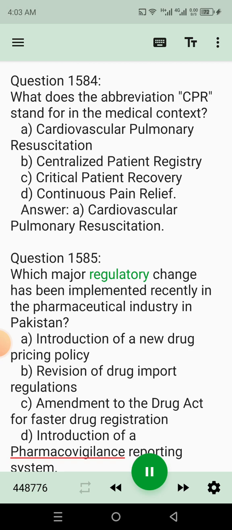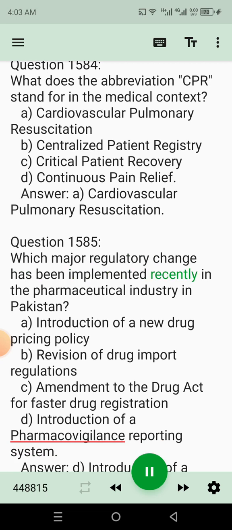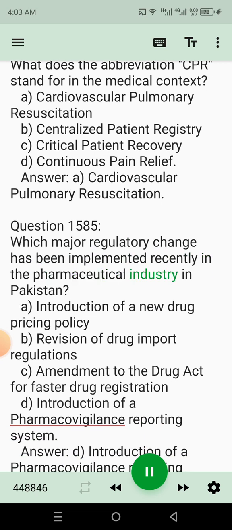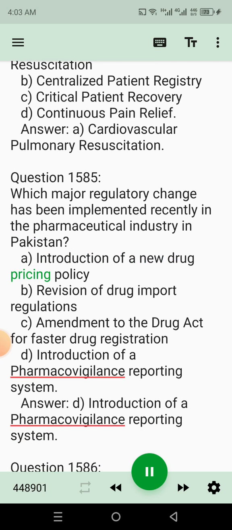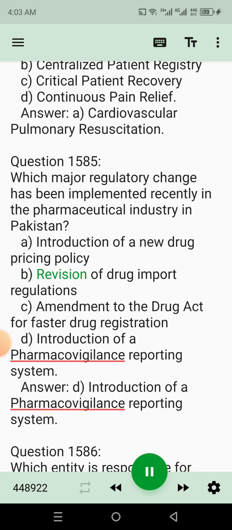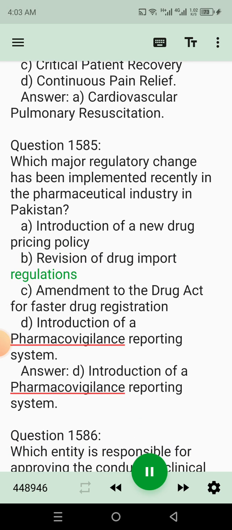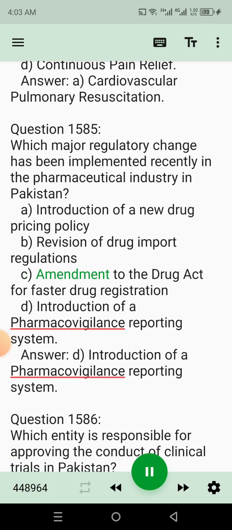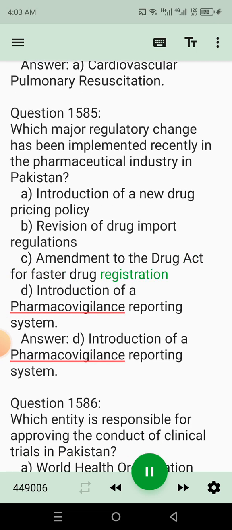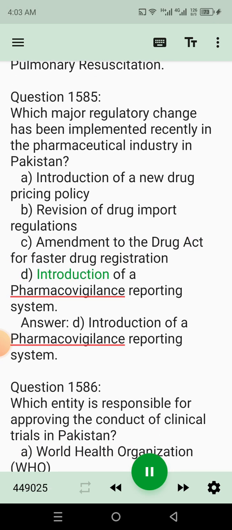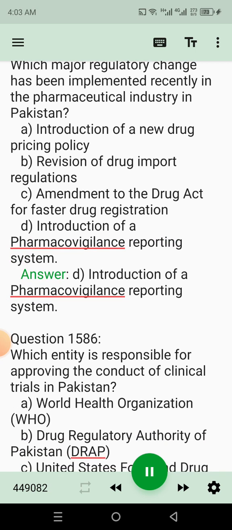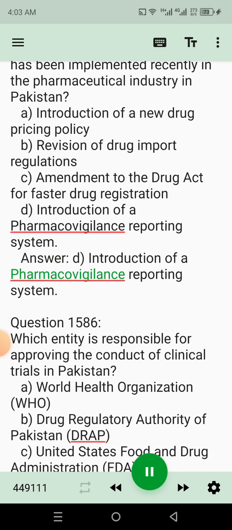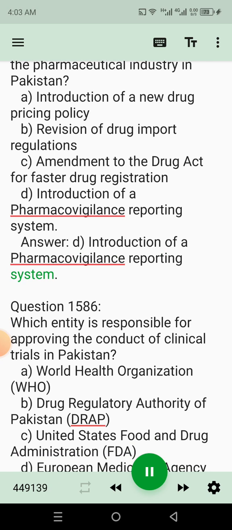Question 1585. Which major regulatory change has been implemented recently in the pharmaceutical industry in Pakistan? A. Introduction of a new drug pricing policy. B. Revision of drug import regulations. C. Amendment to the Drug Act for faster drug registration. D. Introduction of a pharmacovigilance reporting system. Answer: D. Introduction of a pharmacovigilance reporting system.